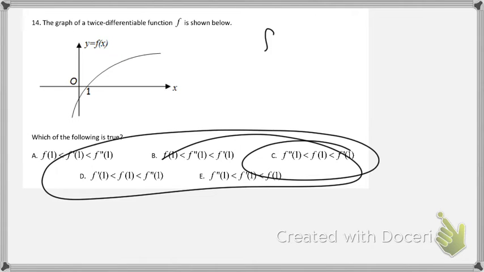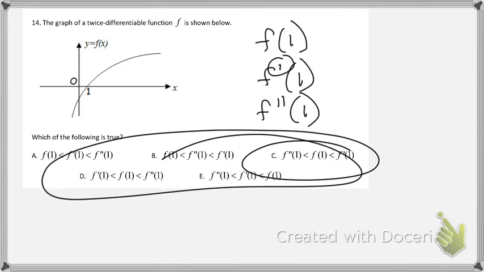Okay, F of 1 is just talking about the height at 1. F prime of 1 is talking about the slope at 1. And F double prime of 1 is referring to the concavity at 1. Okay, so at 1, right here, this point right there, the height there is 0 or pretty dang close from what I can tell. F prime of 1 would be the slope there. All that matters is it's positive.